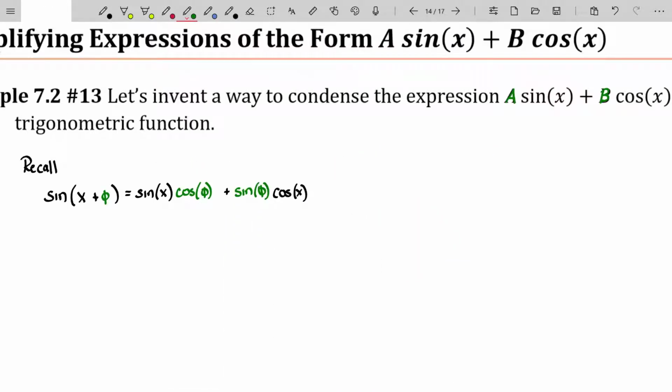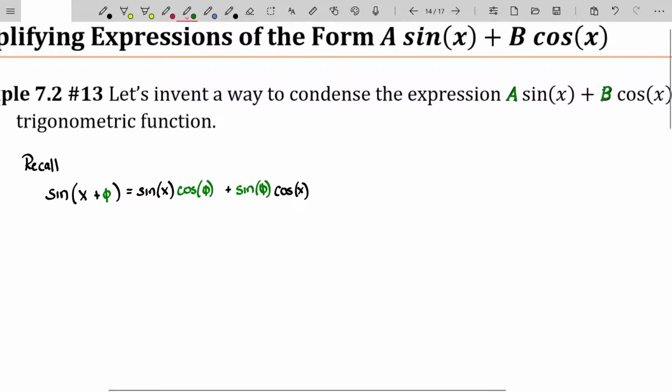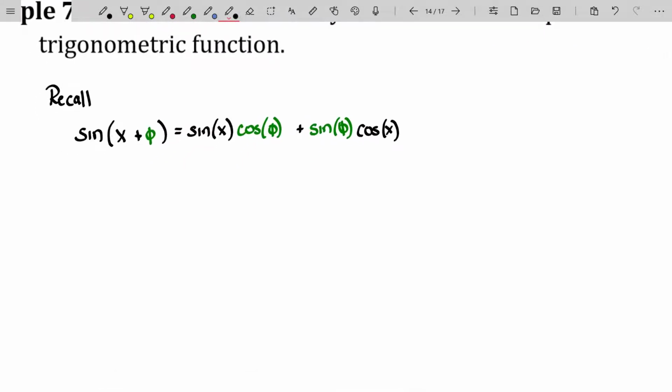If we take this expression, let me go ahead and write it out here. A sine of x plus b cosine of x, and we decide to multiply each of those terms by the number 1, but a very special form of the number 1. I'm going to go ahead and mention it here. Maybe I'll just go ahead and do it.